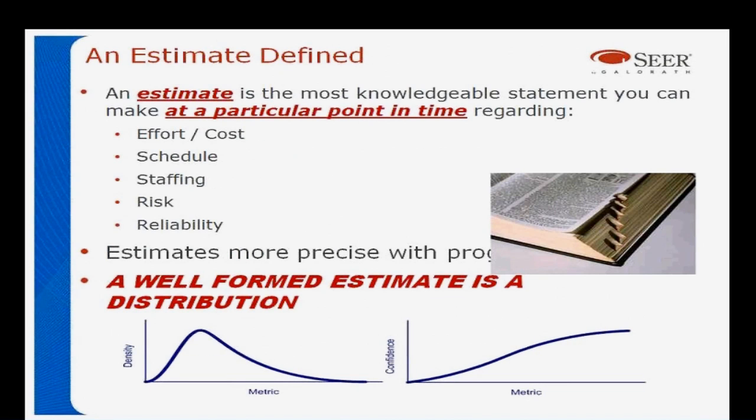Looking at what an estimate is, an estimate is the most knowledgeable statement you can make at a particular point in time regarding the effort, the cost, and the schedule, the staffing, the risk, and reliability. And estimates get more precise as the project goes on. And a well-formed estimate, a good estimate, is a distribution. So we know the most likely, we know the 90% probability, etc. And again, I believe that having a probability associated with the estimate is critical to having viable estimates.